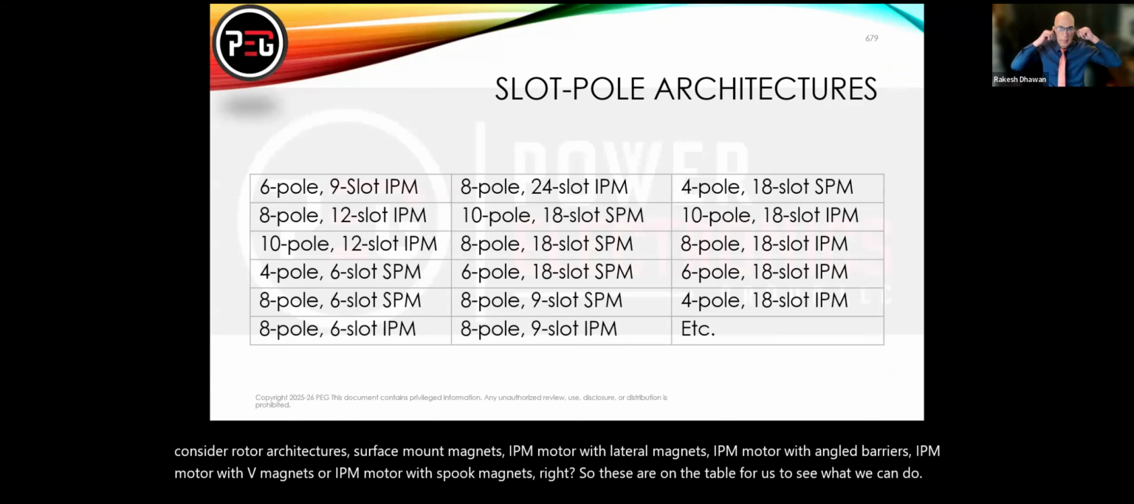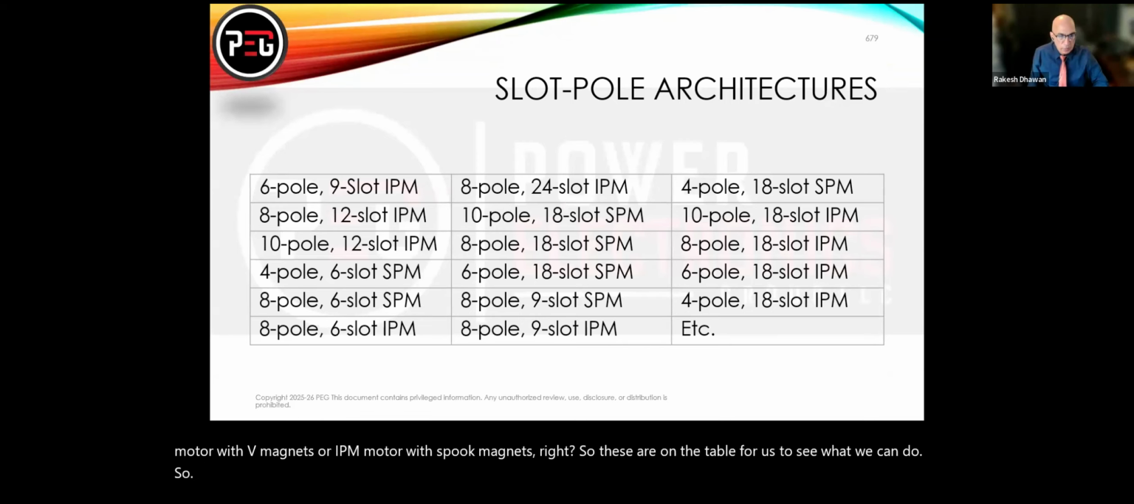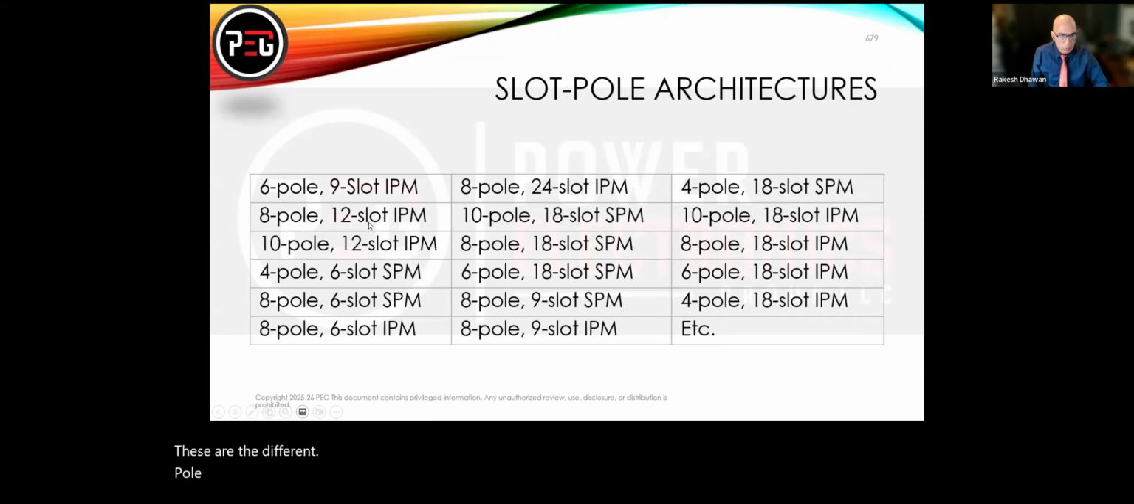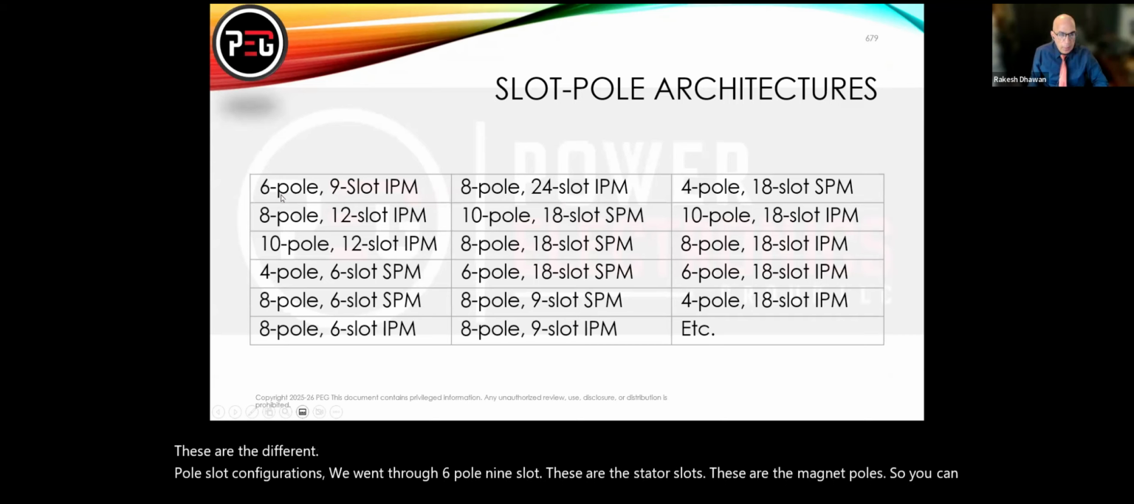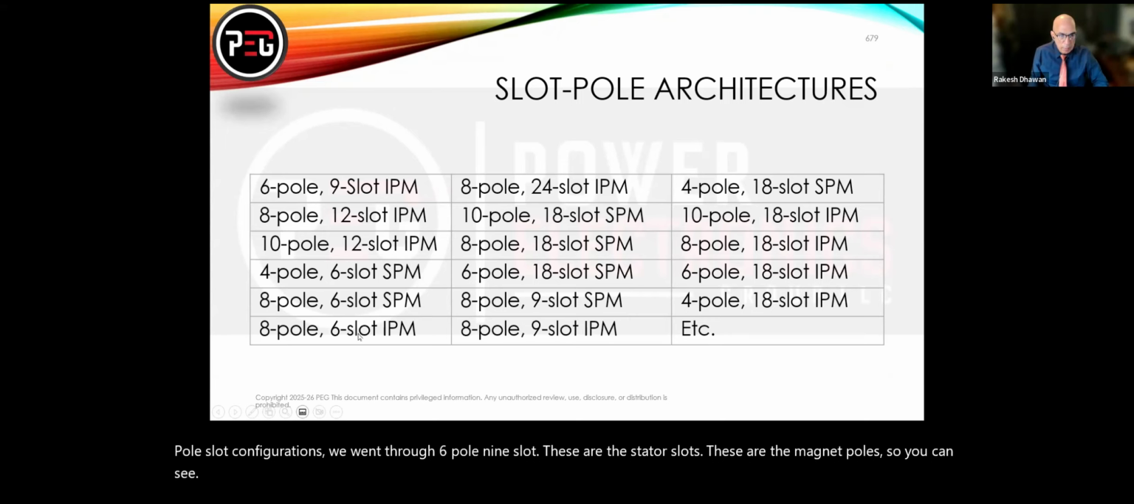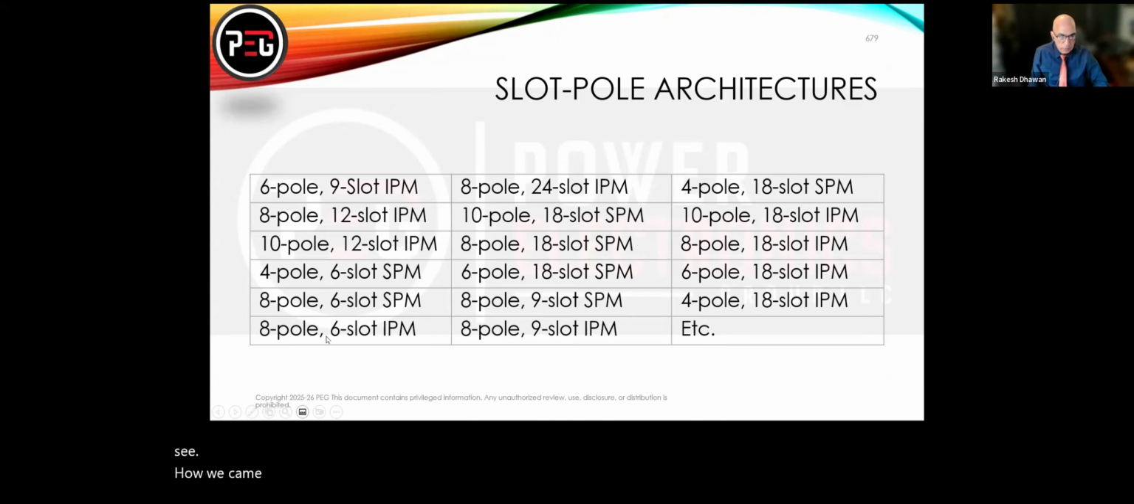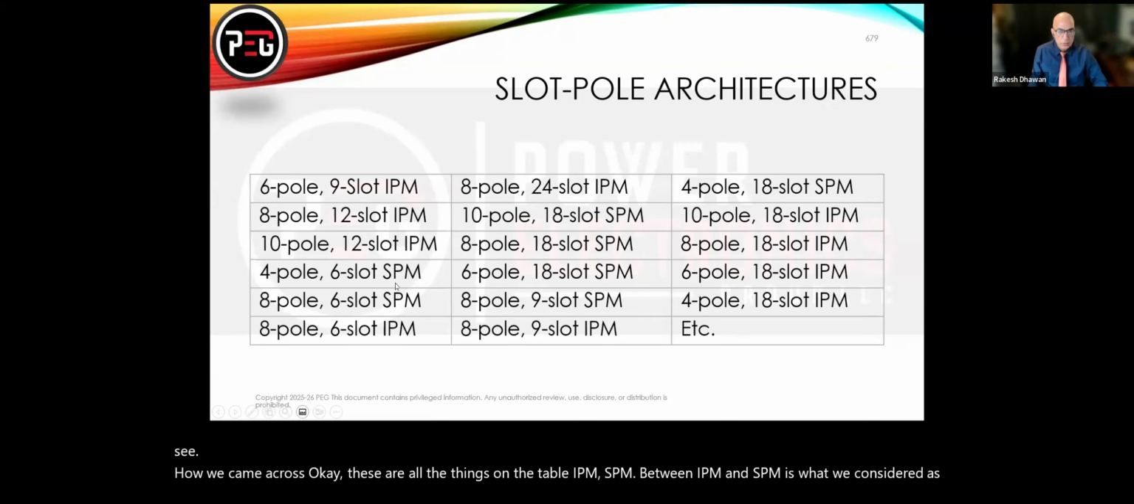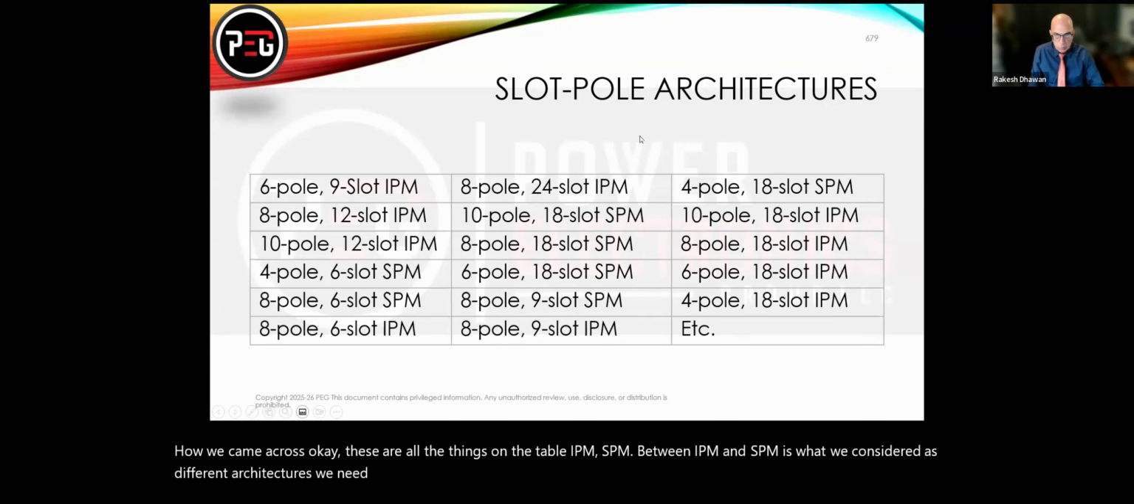So these are the different pole slot configurations we went through. 6 pole, 9 slots, these are the stator slots, these are the magnet poles. So you can see how we came across, okay, these are all the things on the table, IPM, SPM. Between IPM and SPM is what we consider as different architectures when we consider slot pole architectures.